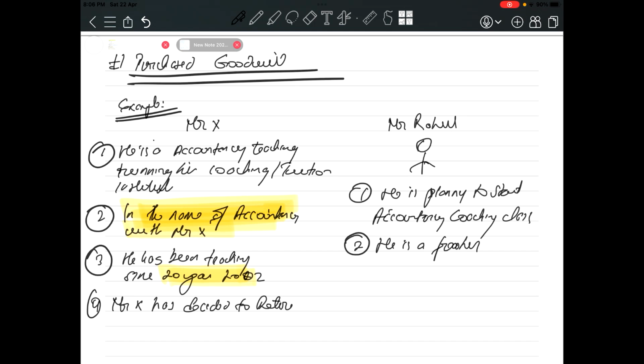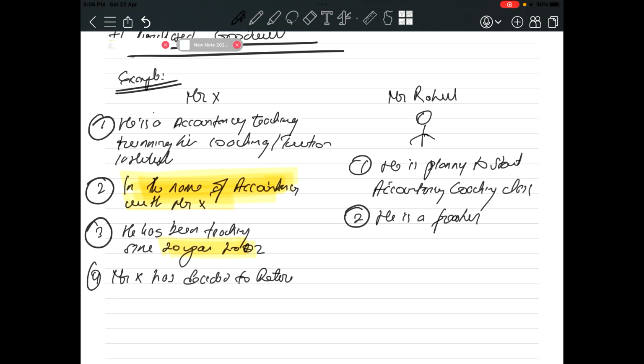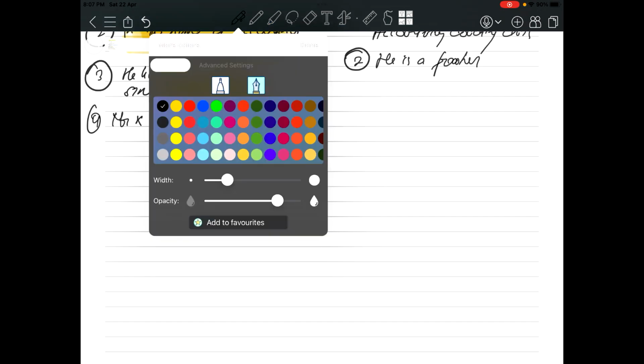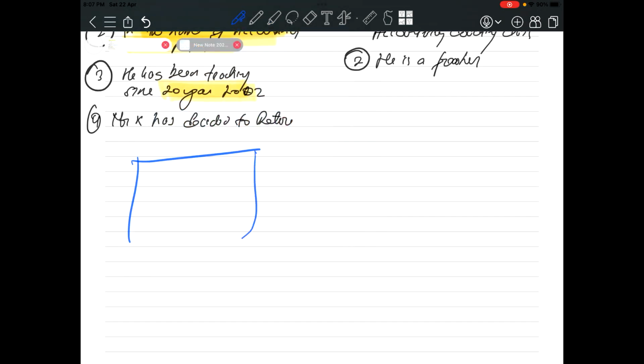Now Mr. Rahul, what has happened? He came to know that there is a person called Mr. X who has been teaching accountancy for 20 years, and he has decided to retire. Now just think. Mr. X has a coaching institute, so he will have all the assets. He will have tables, he will have chairs, he will have a whiteboard.